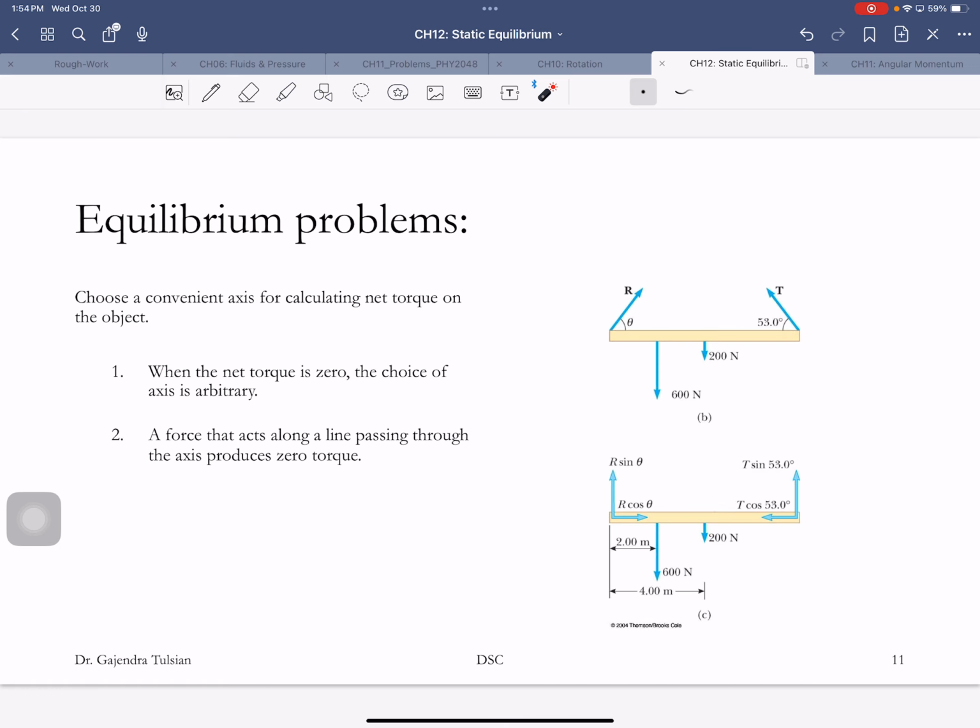So when net torque is zero, the choice of axis is arbitrary. Or the choice of the point about which you calculate the torque is arbitrary. A force that acts along a line passing through the axis produces zero torque. So if this is the point about which you're calculating the torque, this guy will have zero torque because his moment arm is zero. This guy will have zero torque, this guy will have zero torque, and so on.